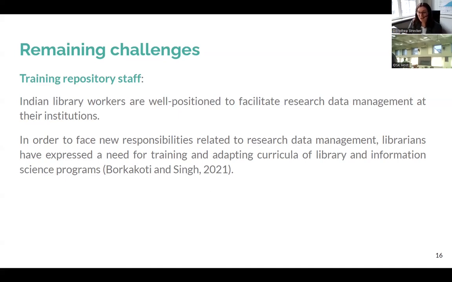Because that is also what librarians said when they were asked. They asked for more training and for the adaptation of curricula of library and information science programs at universities. And I think that can be very fruitful in the long term, but it might take some years to see the effect of these measures. But I think it would be very useful to provide specialized training for library workers.